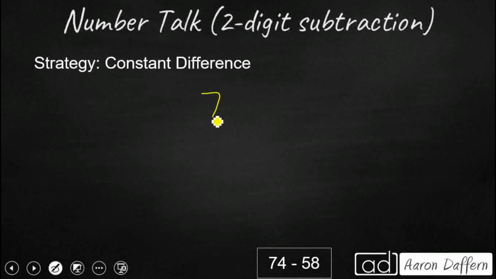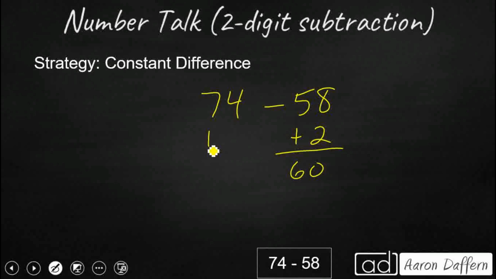Now, we could also use a strategy called constant difference. So it starts a lot like compensation. We're going to take our subtrahend, we're going to add it up to the next 10. So that's going to be a plus 2 to get me to 60. Here's where it gets interesting. We take the same plus 2, whatever we added to our subtrahend, we add to our minuend, and we change that number 2. So that's a 76.